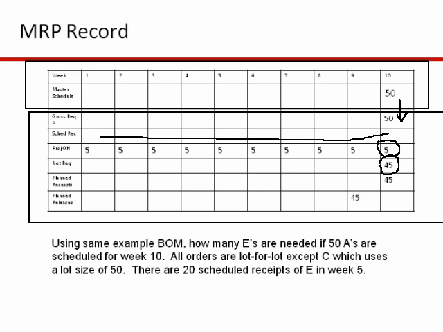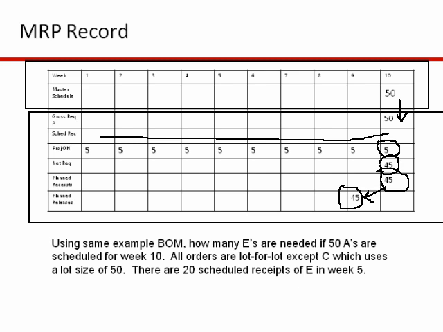So in order to meet this 45 requirement, we have to plan to receive 45 at the start of week 10. And so with a lead time then of 1 week, we have to release or start working that order at the beginning of period 9. So this particular example is asking how many E's are needed if 50 A's are scheduled. We'll just work through this example.